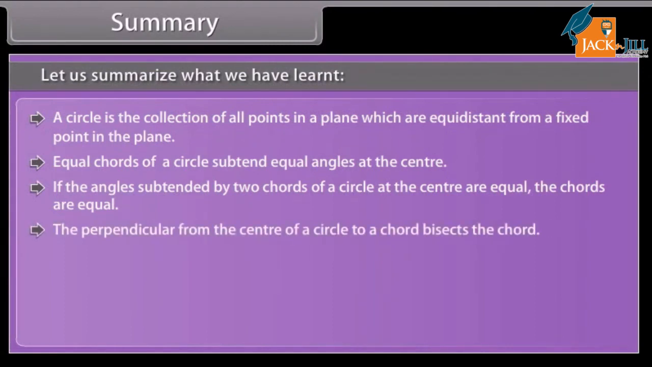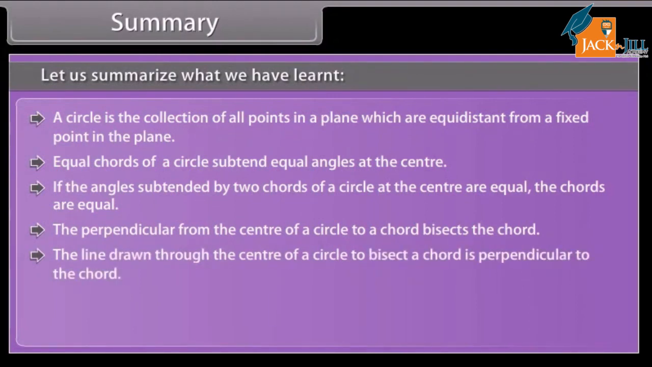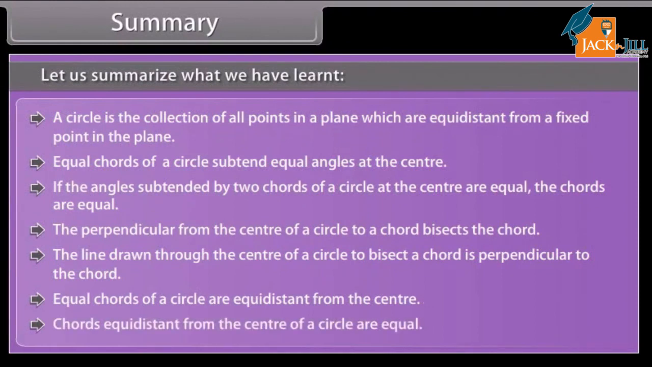The perpendicular from the center of a circle to a chord bisects the chord. The line drawn through the center of a circle to bisect a chord is perpendicular to the chord. Equal chords of a circle are equidistant from the center. Chords equidistant from the center of a circle are equal.